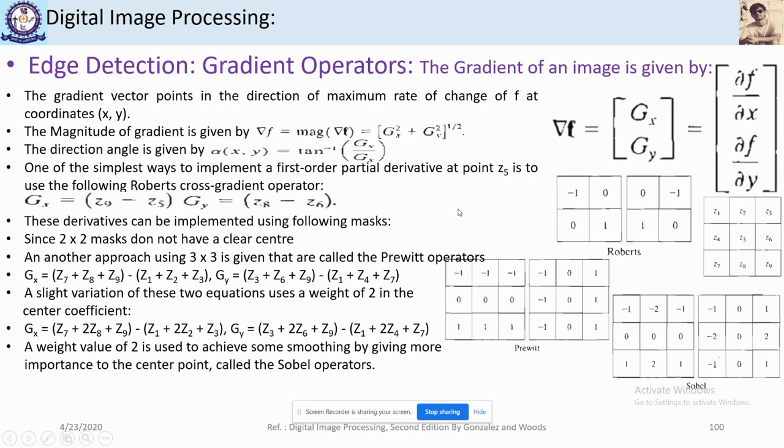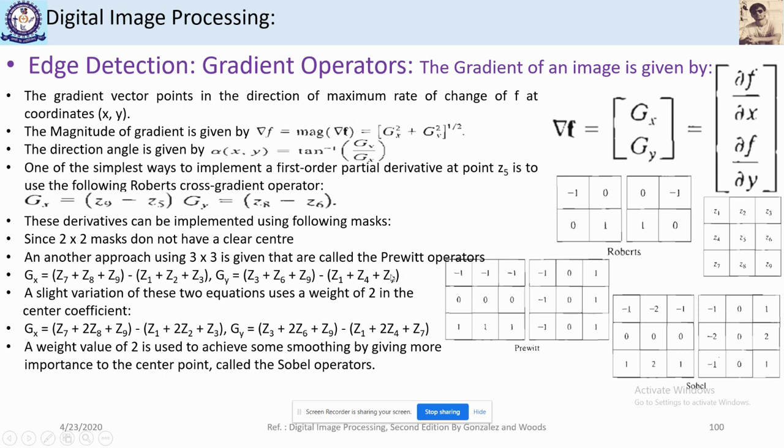But since the Roberts masks have 2 cross 2 size, these masks do not have any center pixel, because, as we have already discussed, for any mask to have a central pixel, the mask dimension should be odd. It can be 3 cross 3 or 5 cross 5, but in this case it is 2 cross 2.